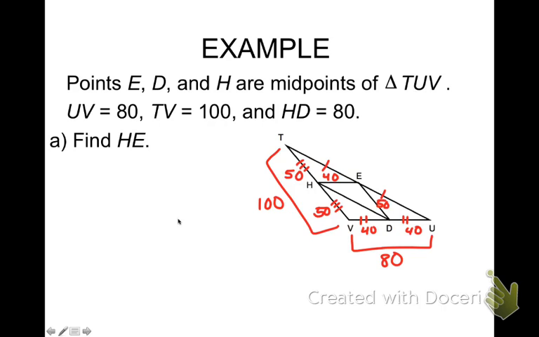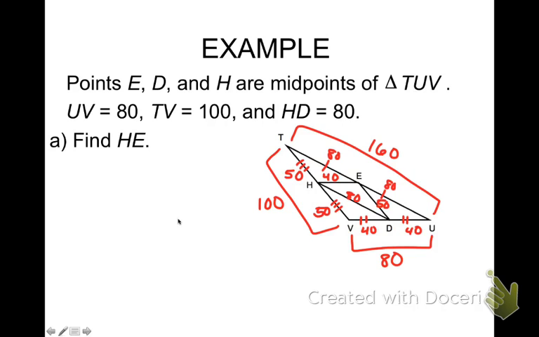And the last bit they tell us is that HD is 80. So HD is a mid-segment. So what would be the third side parallel to it? The mid-segment is 80, so 160. Good, you double it. Your mid-segment is equal to half the third side. So what number do you take half of to get to 80? 160. Because what's the inverse of taking half of something? Oh, okay, that's what I was confused about.